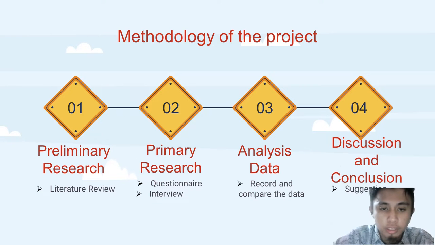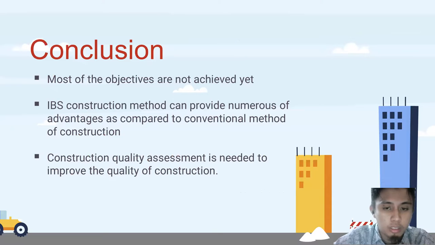So for discussion and conclusion, from the analysis, the common factors contributing to the low quality of construction will be obtained and the solution will be provided. So the last one is the conclusion.